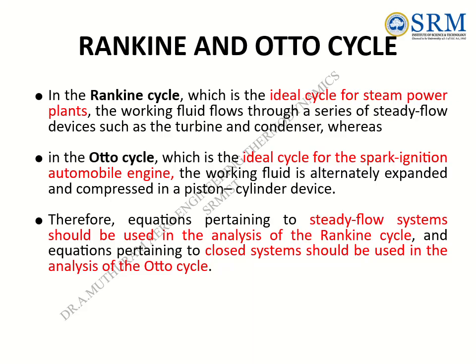In the Rankine cycle, which is the ideal cycle for steam power plants, the working fluid flows through a series of steady flow devices such as the turbine and condenser, whereas in the Otto cycle, which is the ideal cycle for the spark ignition automobile engine, the working fluid is alternately expanded and compressed in a piston cylinder device. Therefore, equations pertaining to steady flow systems should be used in the analysis of the Rankine cycle, and equations pertaining to closed systems should be used in the analysis of the Otto cycle.